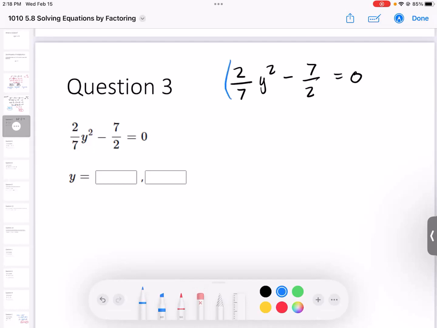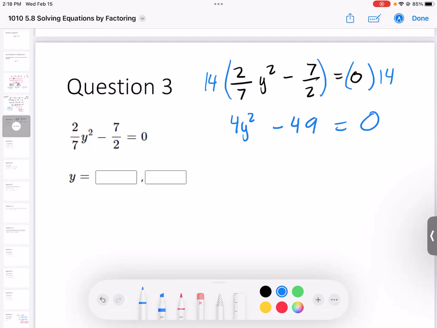I'm going to go ahead and do that because I prefer not to work with fractions when it's possible. So I'm going to multiply both sides of the equation by 14. And 14 divided by 7 is 2. 2 times 2y squared is 4y squared. 14 divided by 2 is 7 times negative 7 gives me negative 49. And 0 times 14 is just 0. So this is much easier to work with and way easier to factor than the original equation was.